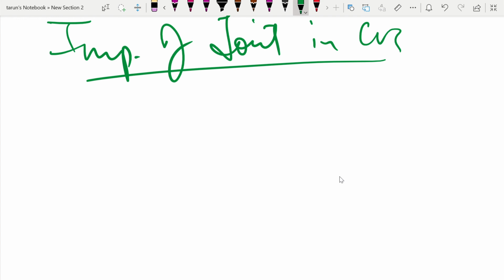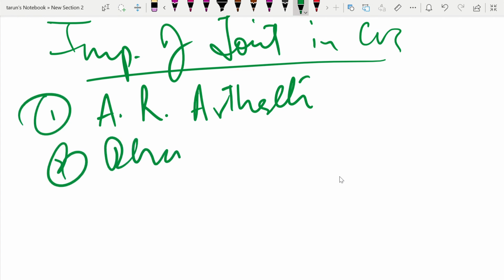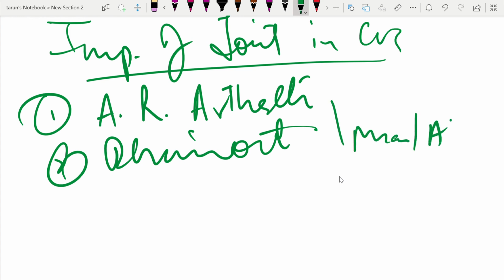So what are the points in favor of joint involvement in the cardiovascular system? You will say acute rheumatic arthritis, then rheumatoid arthritis, then Marfan syndrome and ankylosing spondylitis. Then arthralgia may be seen in subacute bacterial endocarditis.